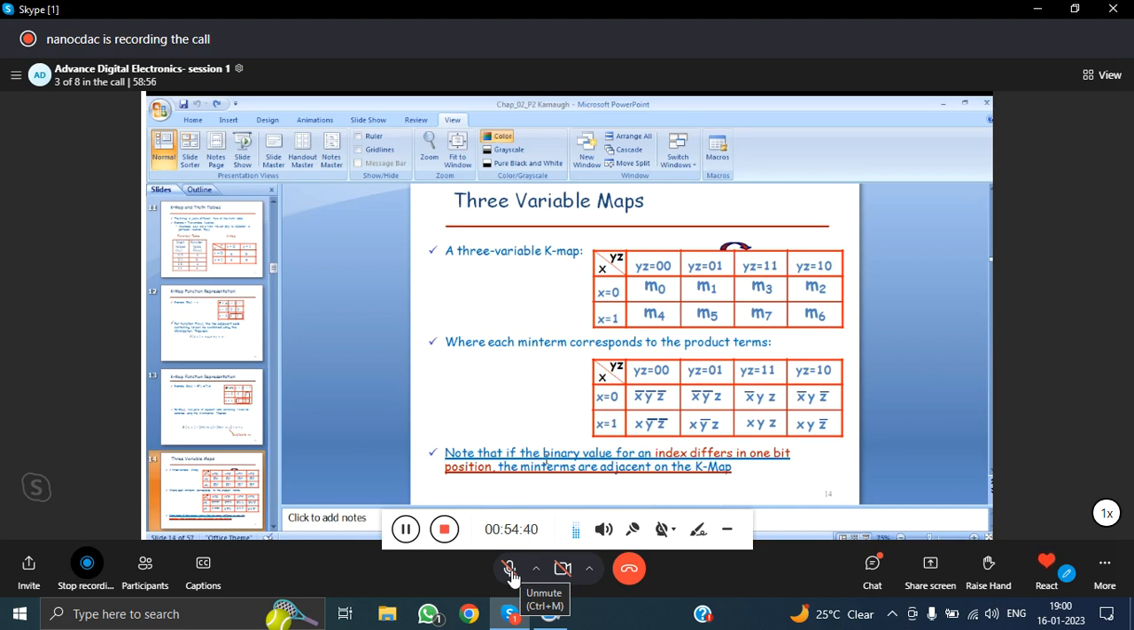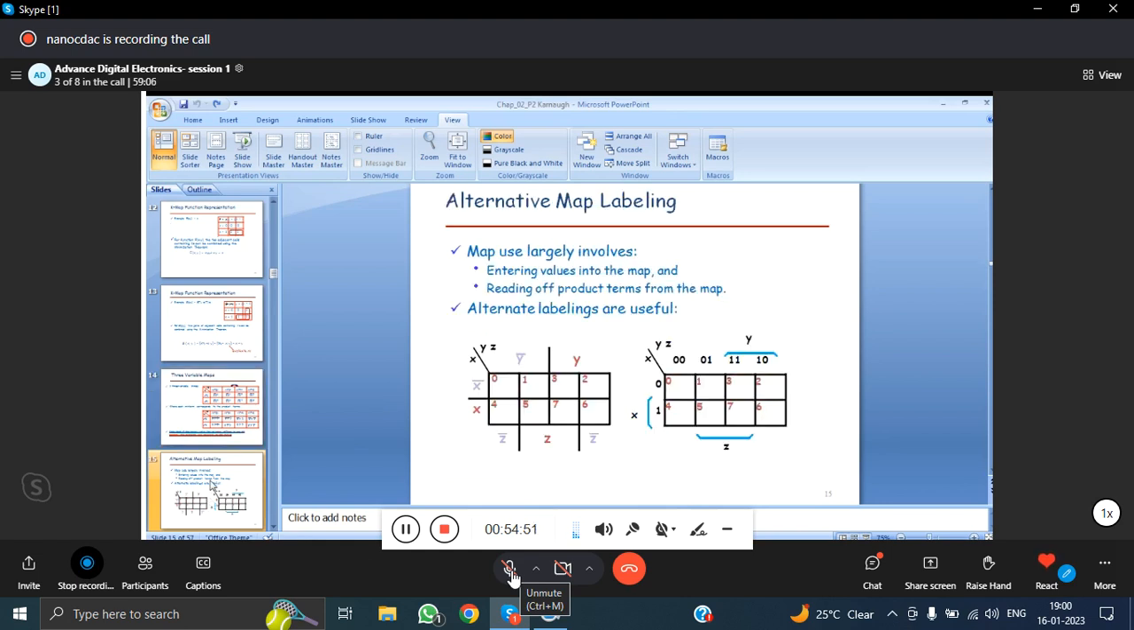Here you should note that if the binary value for an index differs in 1 bit position, the min terms are adjacent on the KMap. So this is a 3-variable KMap. An alternative labeling you can go for is map use. It largely involves entering values into the map and reading off the product terms of the map. So alternating labelings are also useful.